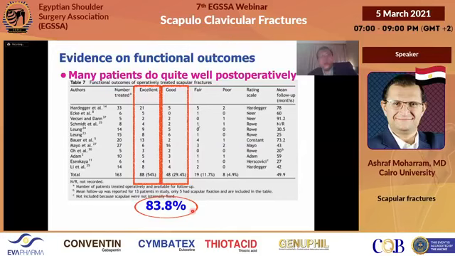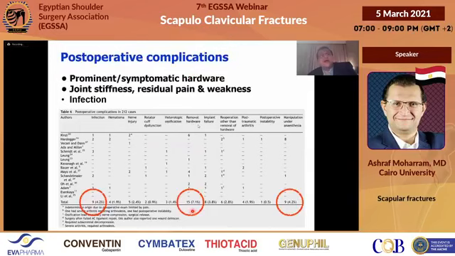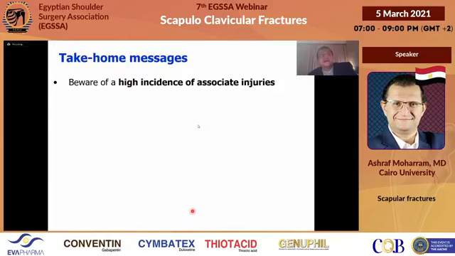83% of patients undergoing open reduction internal fixation of their scapula represent good to excellent results. The post-operative complications most commonly are prominent or symptomatic hardware, some joint stiffness, residual pain or weakness, and sometimes infection. So my take-home message to you is beware of the high incidence of associated injuries.